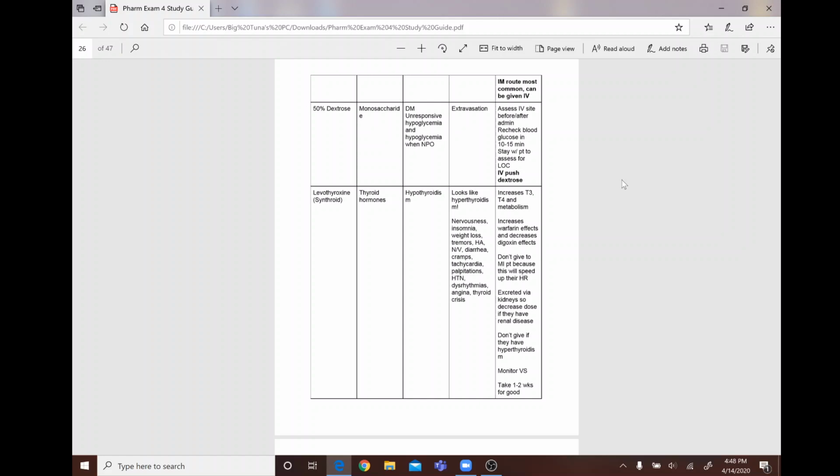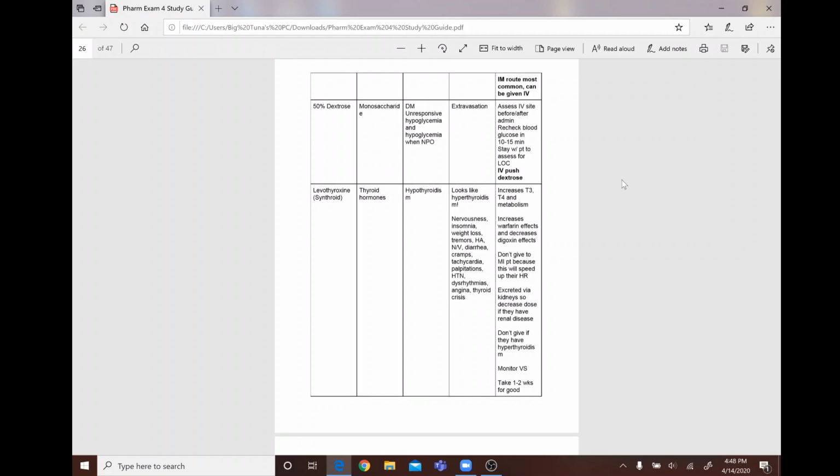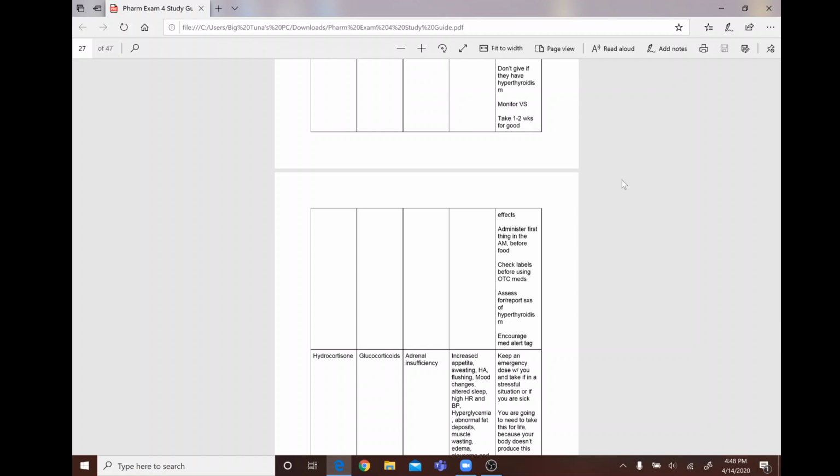Don't give this to MI patients because this will speed up their heart rate. It's excreted via kidneys, so decrease dose if they have renal disease. Don't give if they have hyperthyroidism. You want to monitor vital signs. It takes 1 to 2 weeks for good effects to kick in.